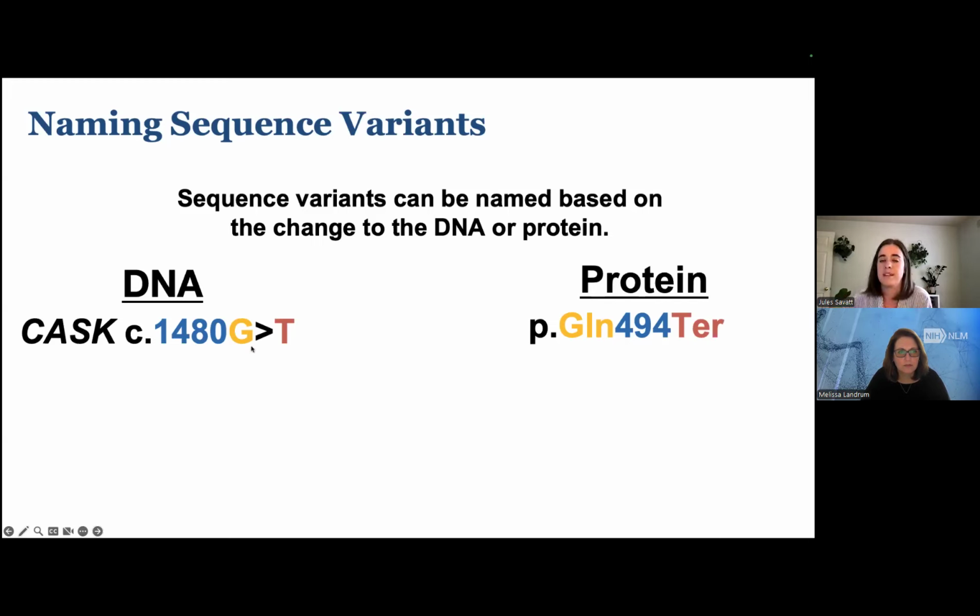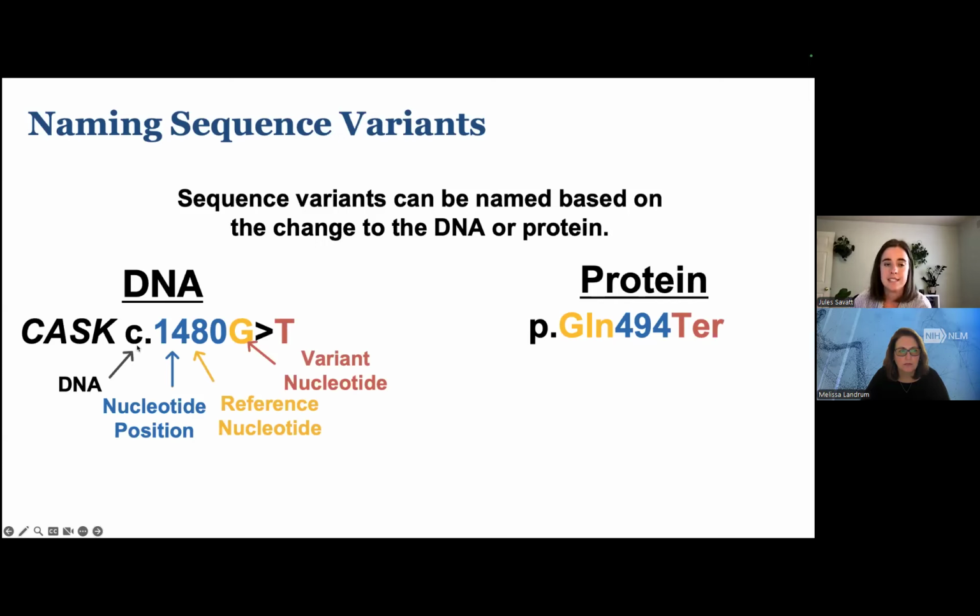Then you often see a couple of letters. The first letter tells you what is the DNA letter that's typically there. In this case, most people have a G at that position, 1480. The little greater than symbol is our way of saying is changed to. And then the last letter tells us what letter that person has. So putting this all together, in this Cas gene, we're looking at the DNA because this is the C dot. We're at position 1480. Typically, people have a G. This individual has a T instead.